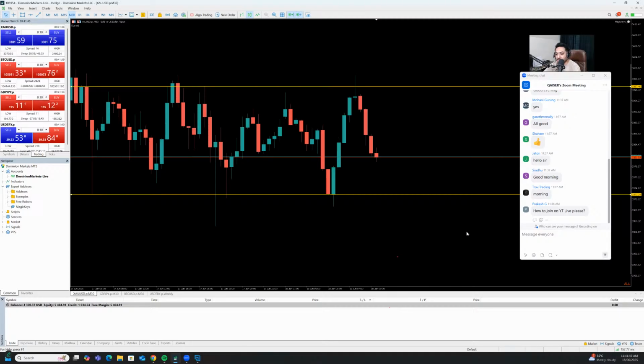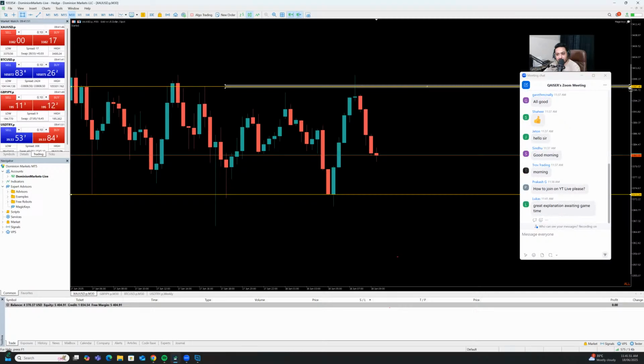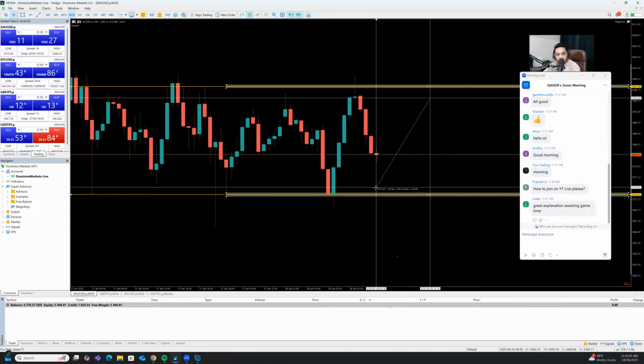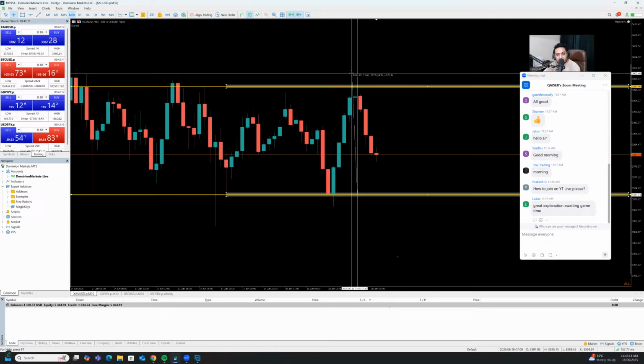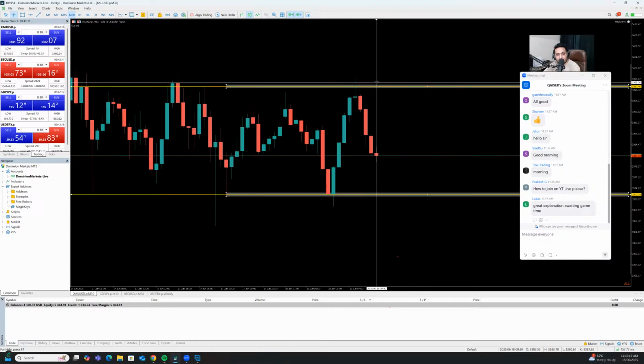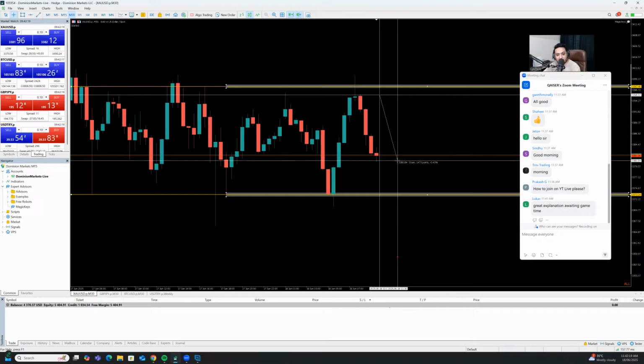Okay. So just waiting here. We are having a resistance here, and at the same time we're having a support here. It's such a big range, actually. If you can measure this range, it could be more than a 200 pip range. Before that, the market moved 270 pips, then it retraced more than 150 pips.